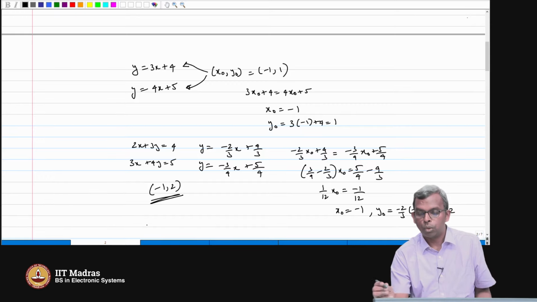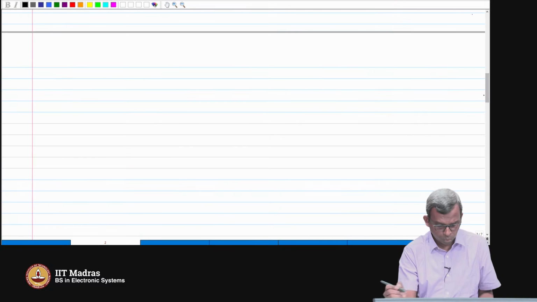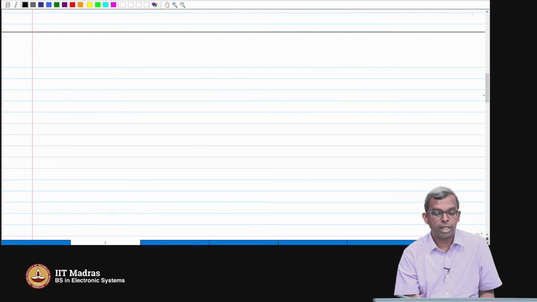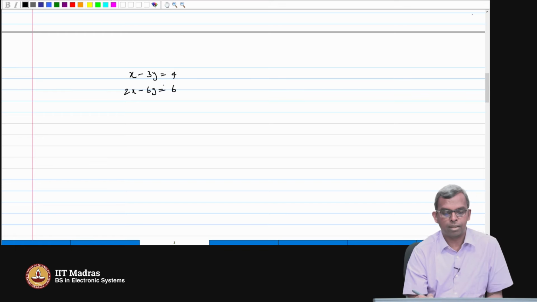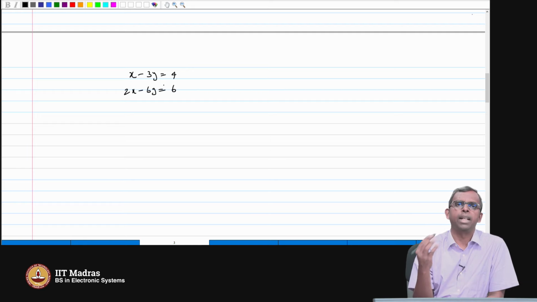Okay. So the next 2 questions are a bit interesting here with straight lines. Something curious will happen here. That's why I put that as an example. X minus 3y is 4 and 2x minus 6y is 6. So these are 2 straight lines. I've carefully constructed these 2 examples, and let's follow the method blindly, right? So we have a method, we're going to follow it blindly.